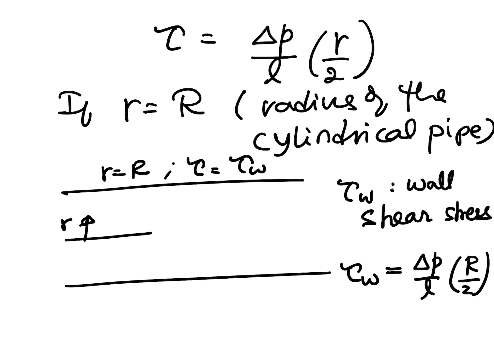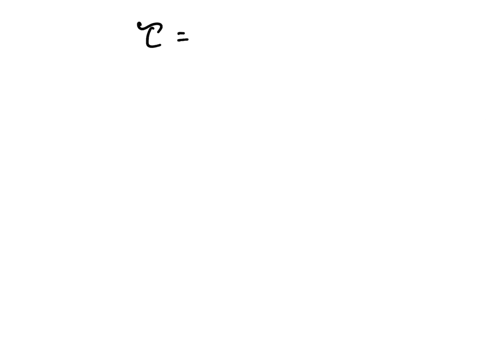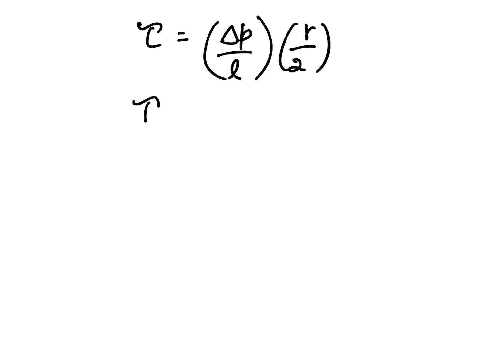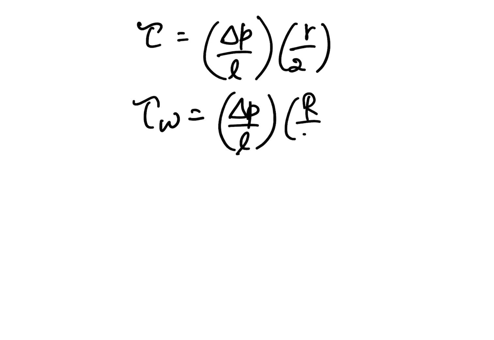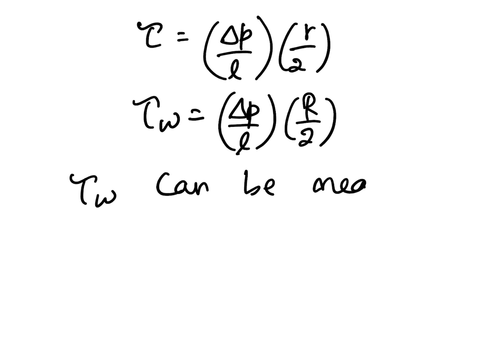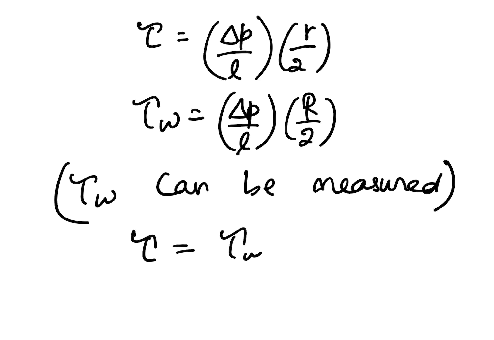So what do I have? I have tau equals delta P divided by L times r over 2, and wall shear stress equals delta P over L times uppercase R over 2. Tau W can be measured, and that's why we identify it as a separate property. So I can take the ratio of these two numbers. I can write tau equals tau W times r divided by capital R.